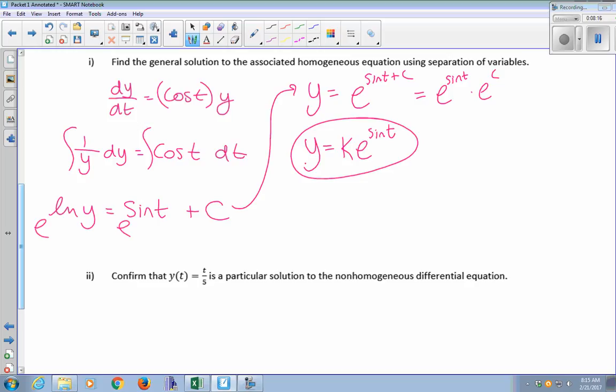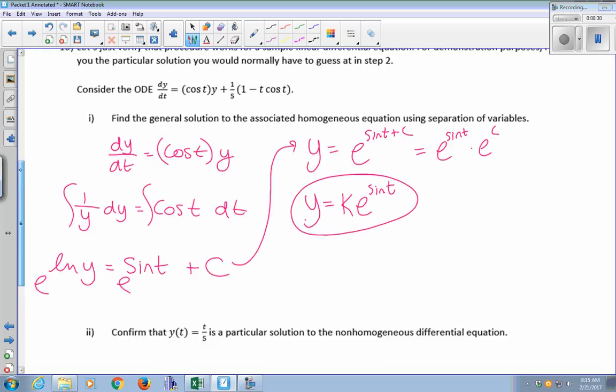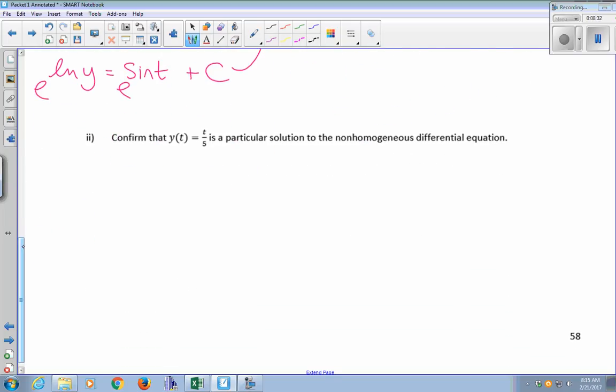Step 2 is to come up with a particular solution to the whole equation without dropping the b of t. So normally we'd have to guess at it. I'm just going to have you confirm that t over 5 is a particular solution. So I'm going to write down the differential equation again, cosine of t times y plus 1/5 times 1 minus t cosine t.